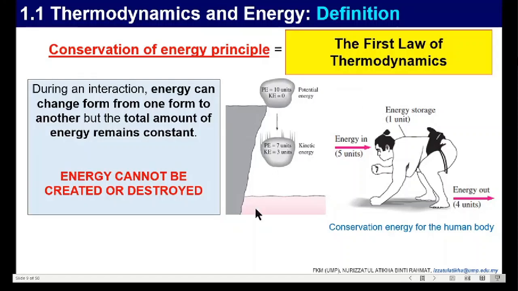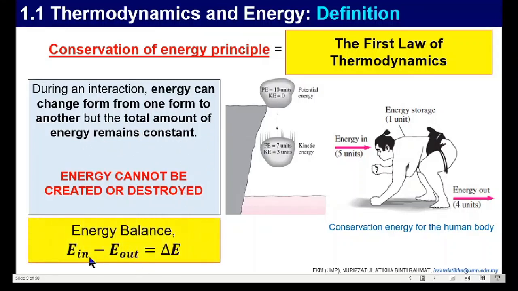So what you need to understand in this slide is to remember the first law of thermodynamics: energy can change form. However, energy cannot be created or destroyed, and the total amount of energy remains constant. Actually, it can be written like in this equation, the energy balance equation: E in minus E out equals delta E.